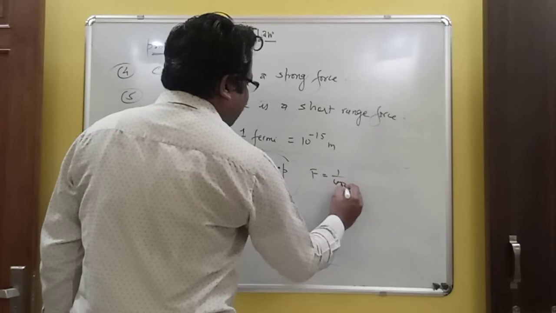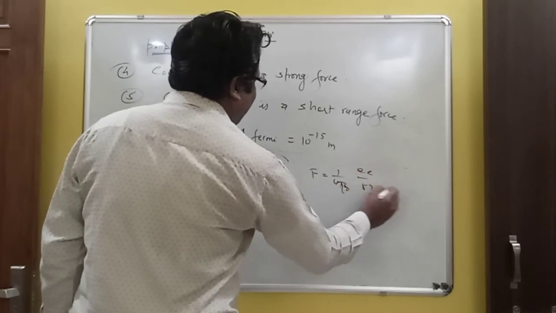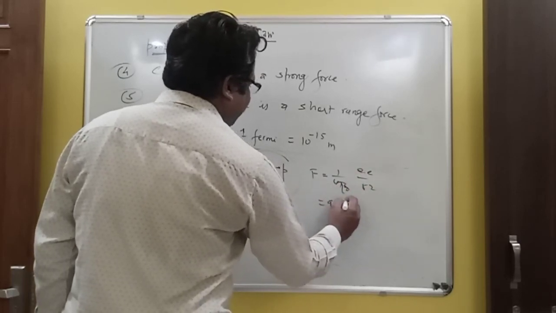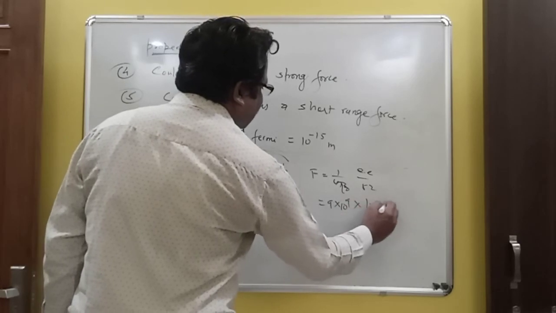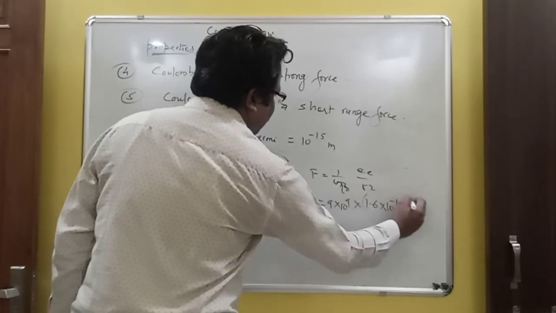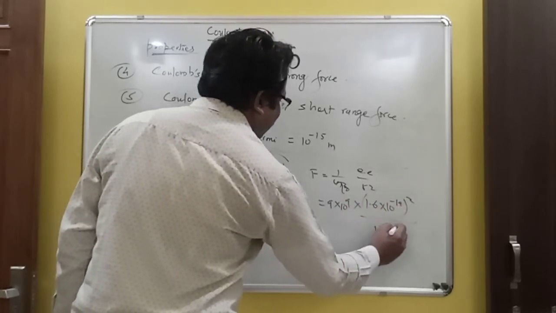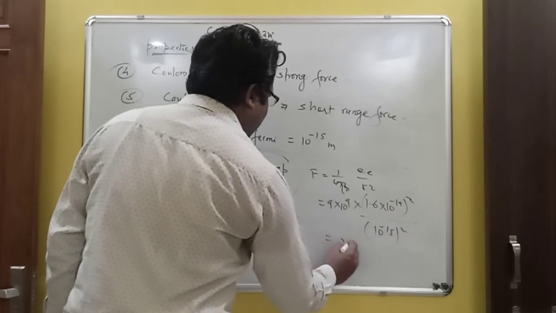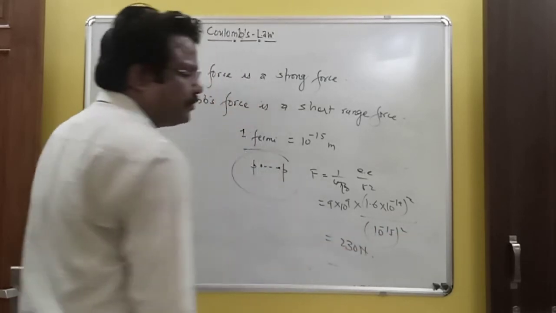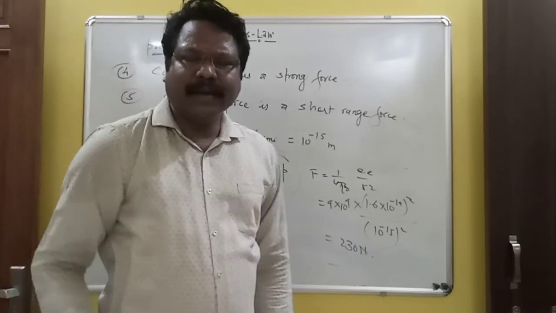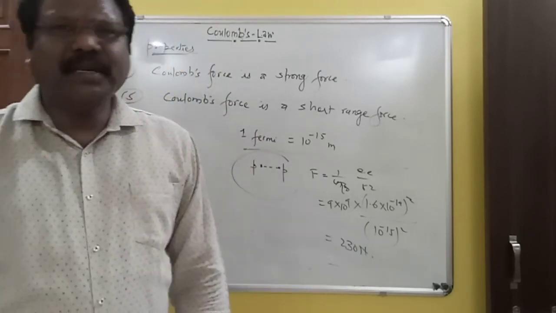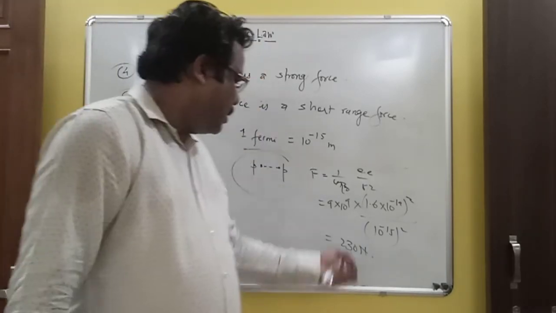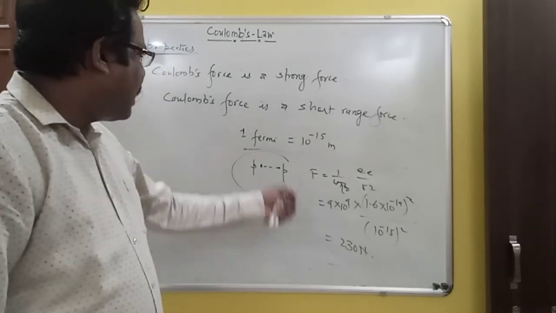1/4 pi epsilon naught e by r square. वैल्यू रखिए 9 into 10 to the power 9, e 1.6 into 10 to the power -19 दो बार आएगा, r square 10 to the power -15 square. ये लगभग 230 न्यूटन के आसपास आएगा. समझ? तो ये जो क्वेश्चन है ये आप एस सी वर्मा की बुक देखिए, पेज नंबर 121 पे क्वेश्चन नंबर 5 है. 230 न्यूटन ये आंसर आएगा.